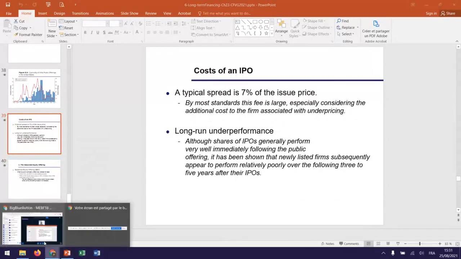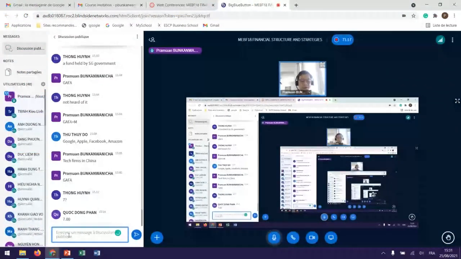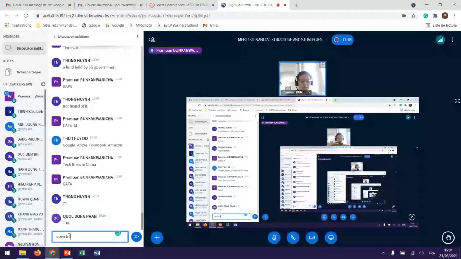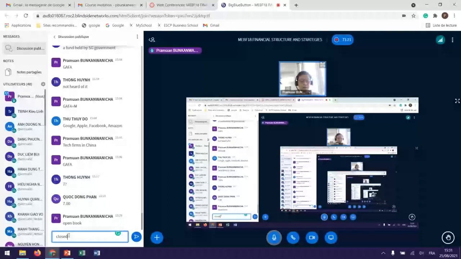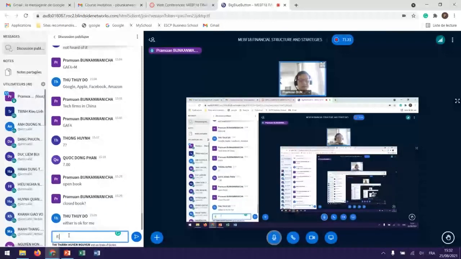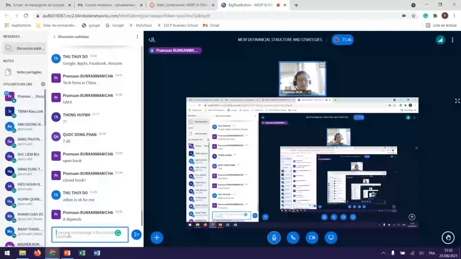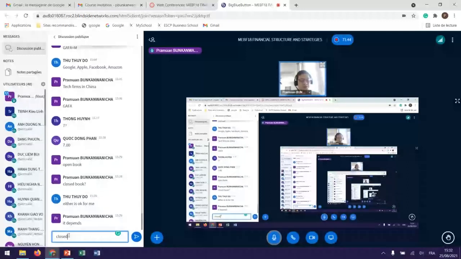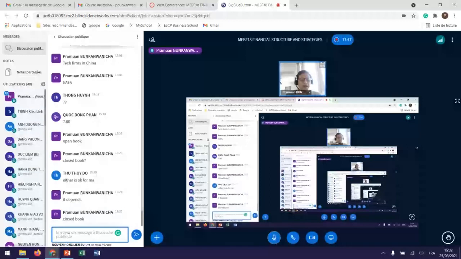Is it okay for you guys? Do you prefer open book or closed book? You say it depends. If I have an open book exam, the questions should not be too direct, but more complicated than a closed book exam. But with a closed book, the exam would be more straightforward and simpler than the open book.